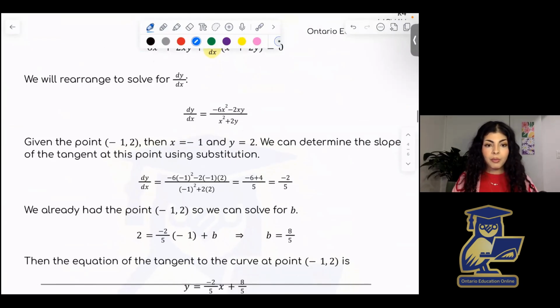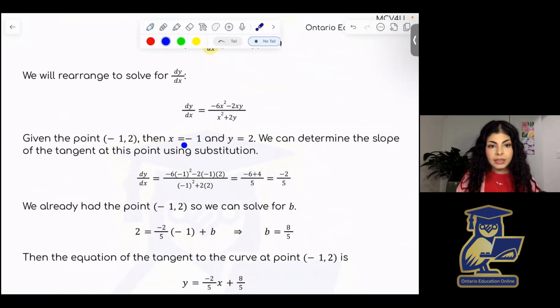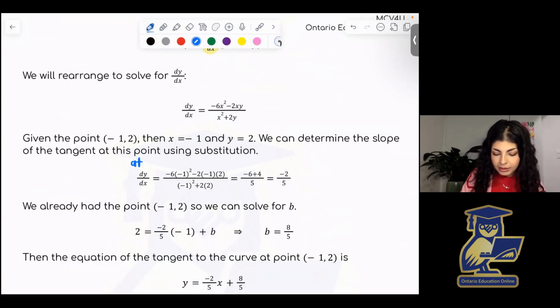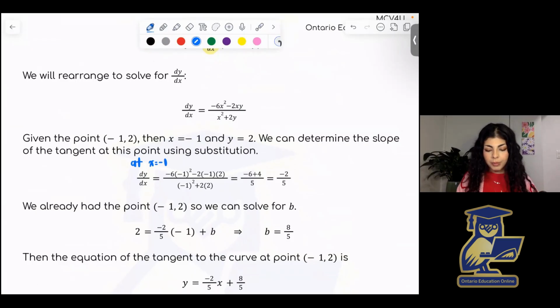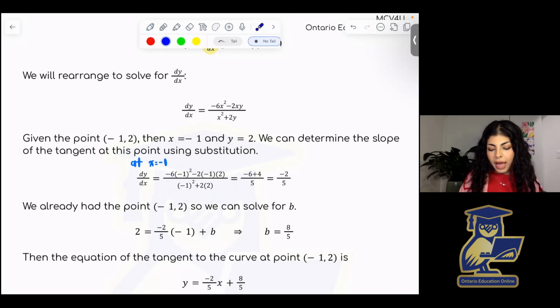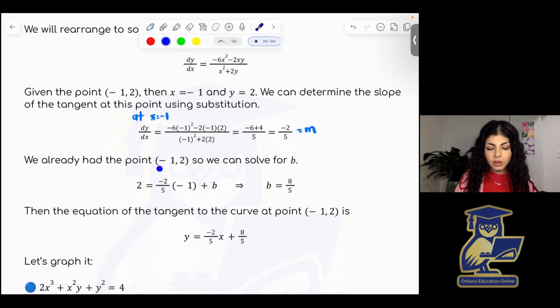There, given our point negative 1, 2, we have what x is. X is just negative 1. And we have what y is. Y is just 2. So we can actually use just this expression here and use substitution to find what the slope of our tangent, or dy dx, at x equal to negative 1 would be. So inputting those values and evaluating, we end up with negative 2 over 5. So this is our slope m. And we already had the point, so negative 1 and 2, we don't have to do any further evaluation.